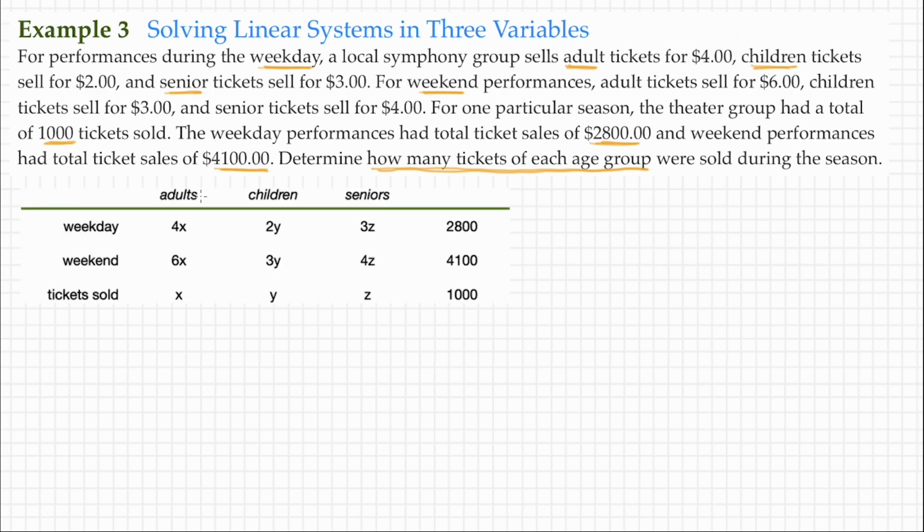You can see here we have our adults, our children, our seniors. Those are the values that are the variables. Across the top, they create these columns here. And of course, you could see across here we have our rows. And for the rows, we have our instances of how they occur. You can see right here, for the weekday, $4 for adult tickets, $2 for children tickets, seniors for $3, and for a total of $2,800.